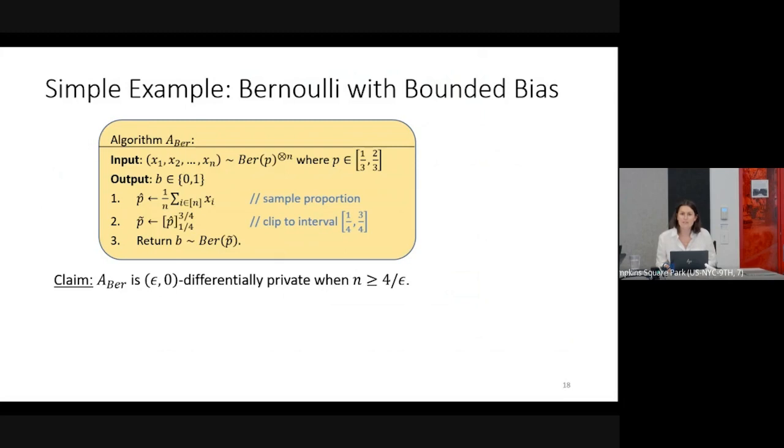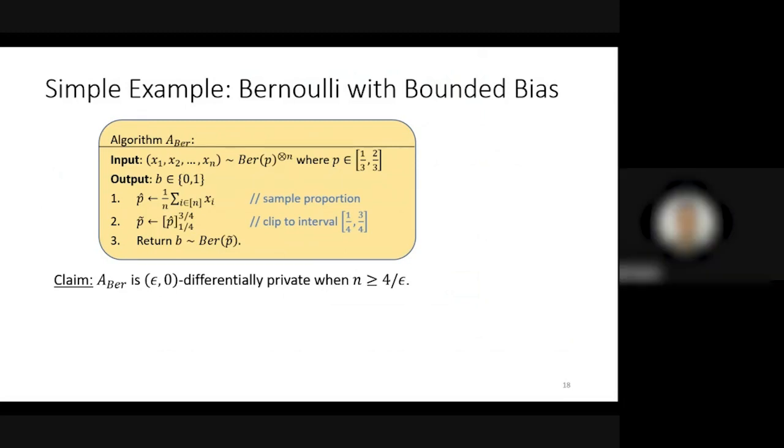Oh, was there a question? Yes, just a quick question. Does the privacy proof assume that the input comes from a Bernoulli, or would the privacy hold even if it's completely arbitrary?